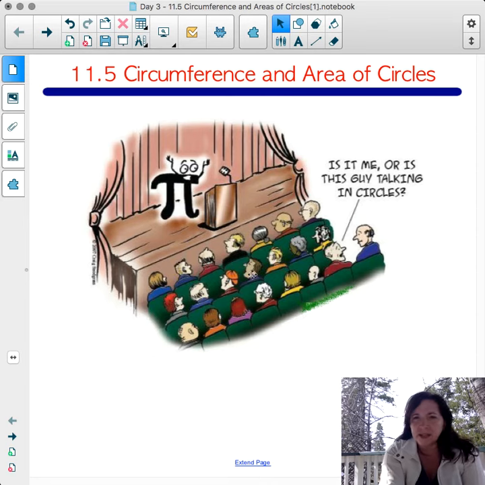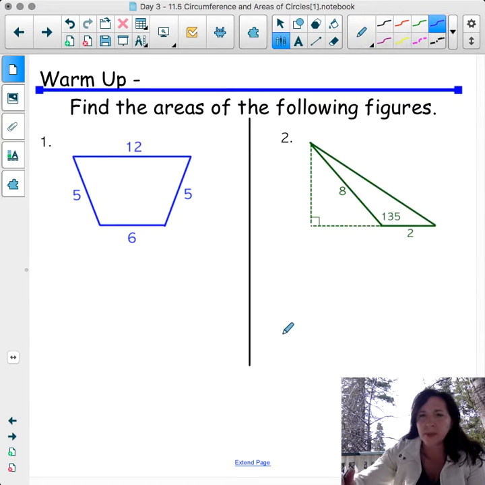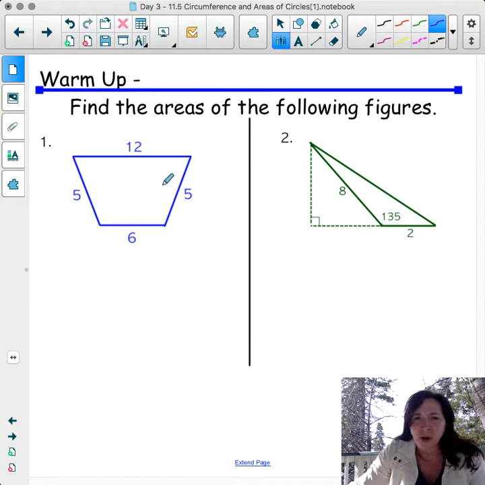Everyone. Today's lesson is on circumference and area of circles. So let's get started with a warm-up. And the warm-up is to find the areas of the following figures. So the first one is a trapezoid.